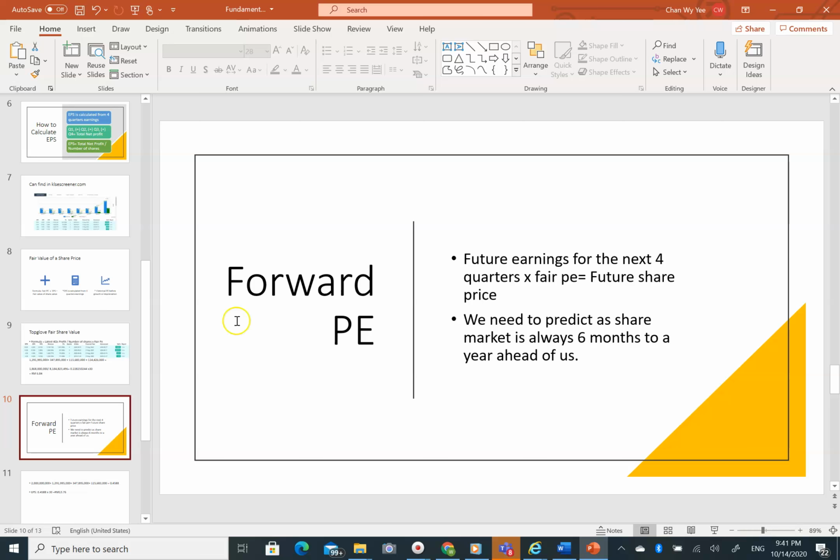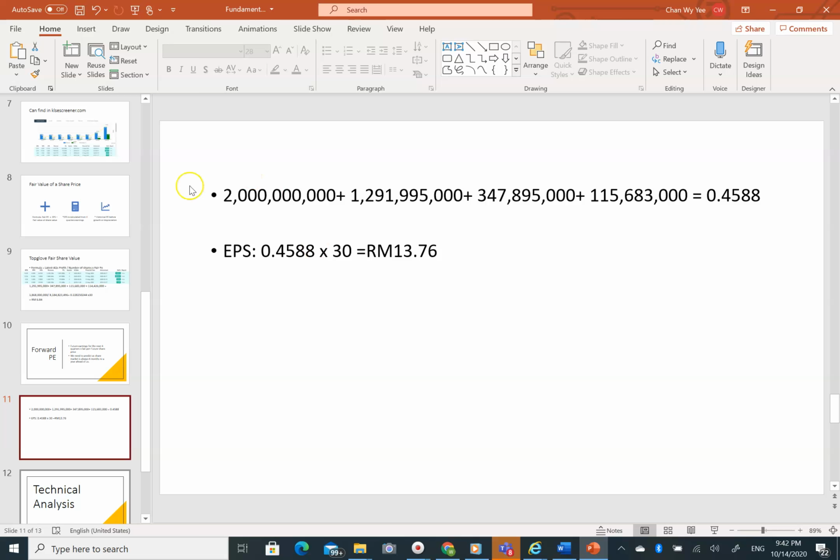Because many investors calculate forward PE. Forward PE refers to the future earnings of the company. You can calculate the next 4 quarters times fair PE, you will get the future share price. So we need to predict this because the share market is always 6 months to a year ahead of us. So how do we do that?